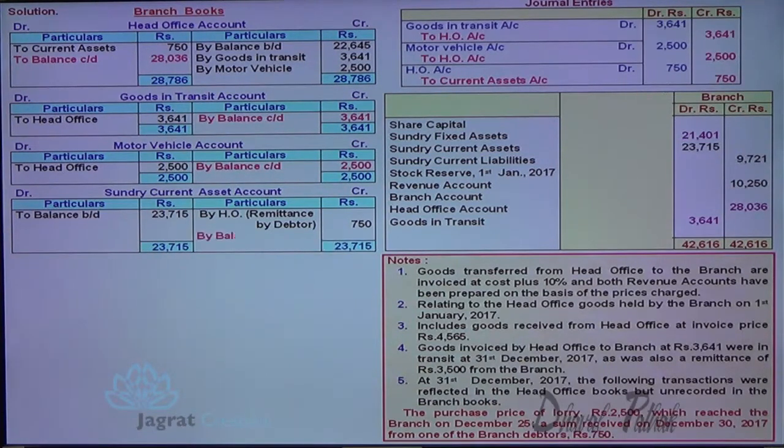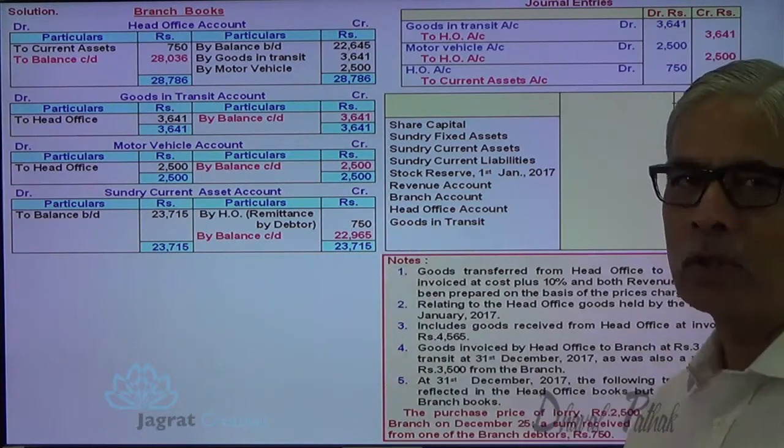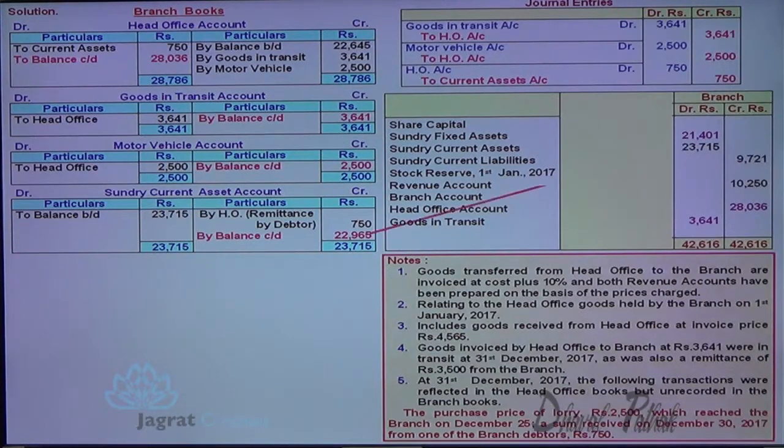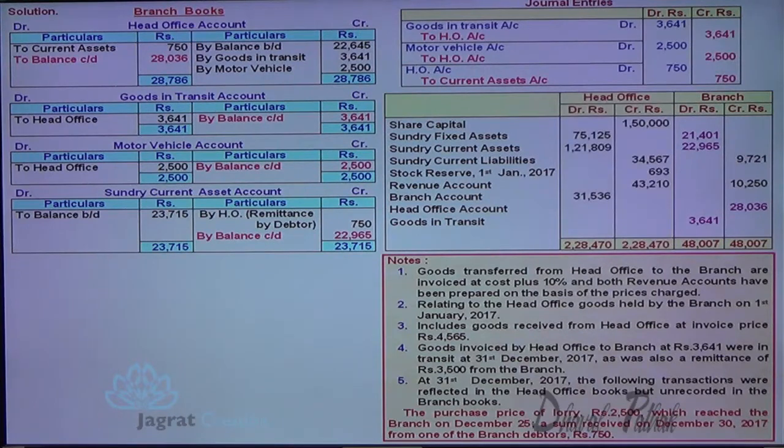Now current assets, this is the closing balance, 22,965. So I am going to change the balance of current assets, 23,715 changed to 22,965. So I have made a change. In light of that, I am going to change these totals. So these totals have also changed.